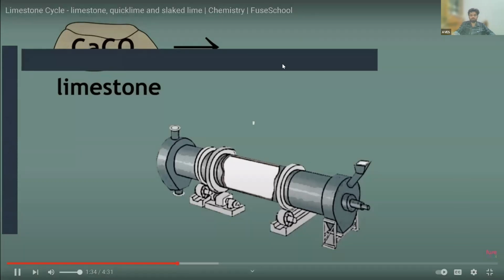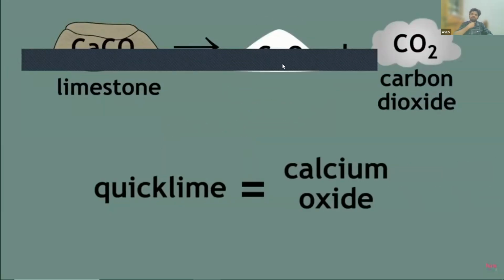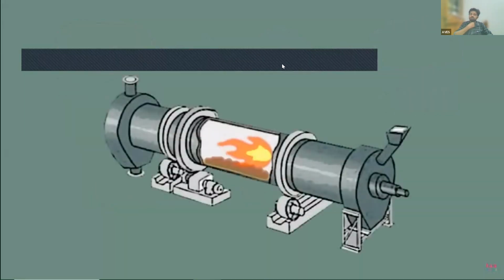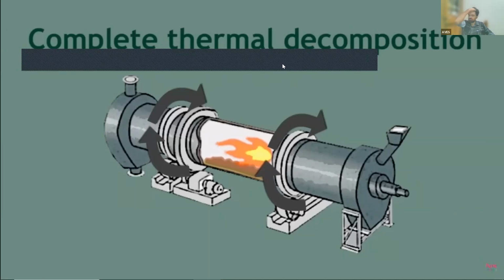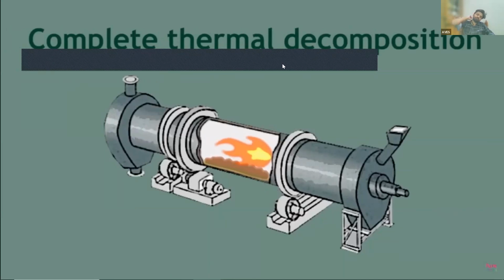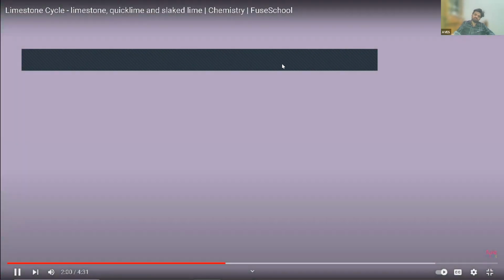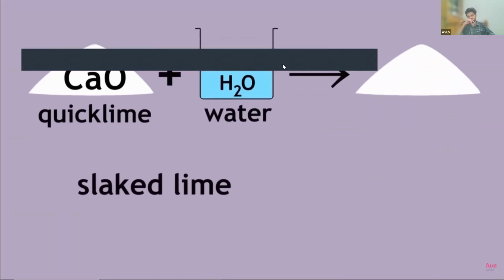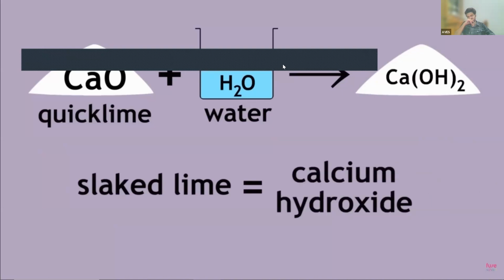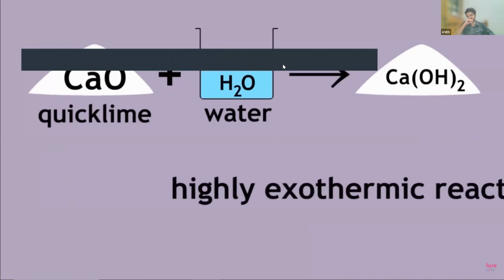Limestone is heated to give quicklime and carbon dioxide. The chemical name for quicklime is calcium oxide. A rotary kiln is a kiln that is able to rotate as the reaction proceeds. This helps to ensure complete thermal decomposition of the entire limestone sample. As this process requires heat, it is an endothermic reaction. The reaction of quicklime with water produces slaked lime. The chemical name for slaked lime is calcium hydroxide. This is a highly exothermic reaction, and the industrial process is called slaking.